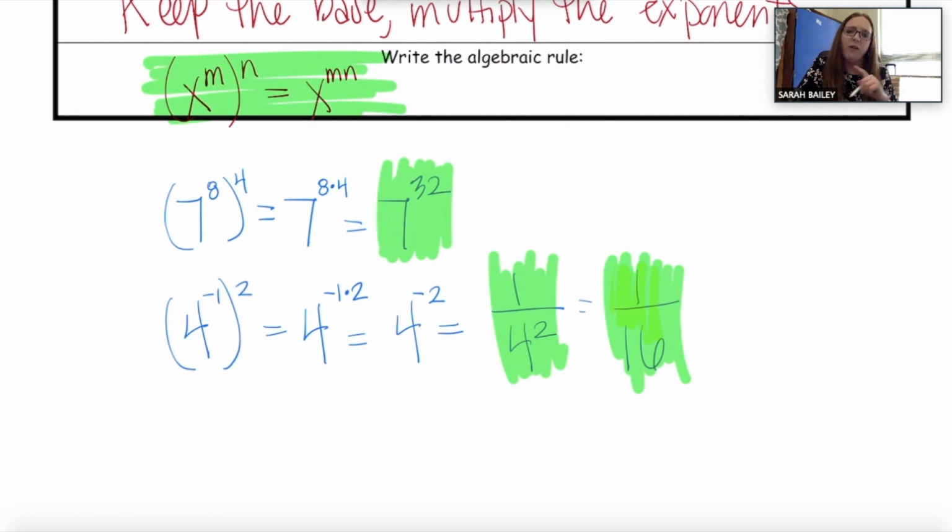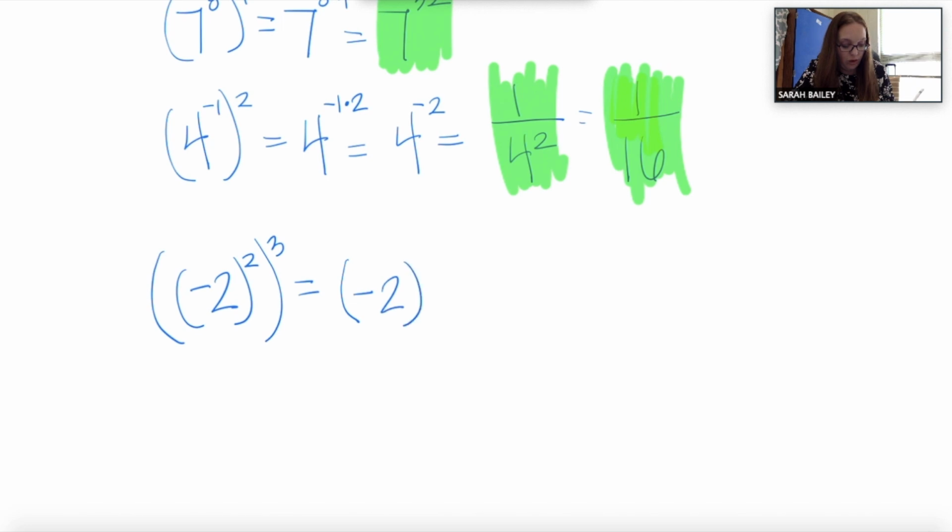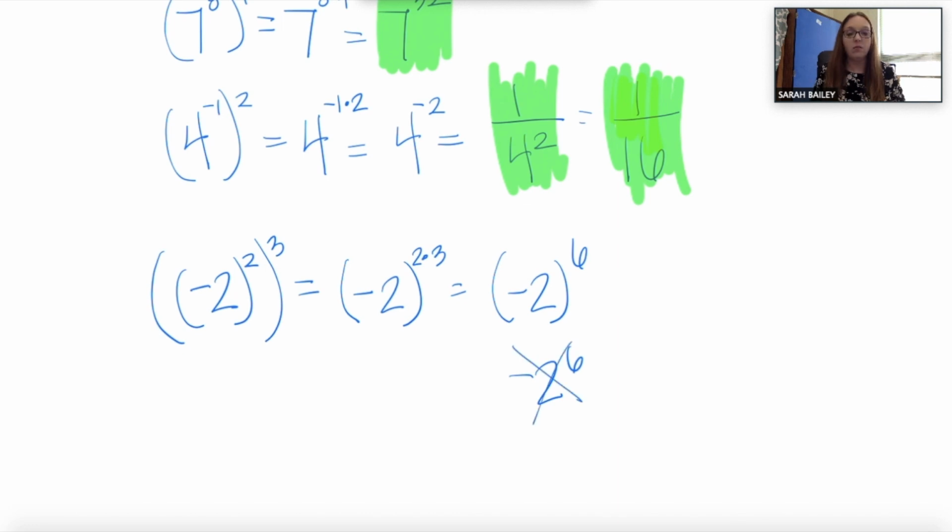I want to do one more where you have a negative base. So let's suppose I have negative 2 as my base, and it's squared and then cubed. Okay, well, I'm going to keep my base of negative 2. And again, I'm going to multiply those exponents. 2 times 3 is 6. So that's negative 2 to the 6th power. If you don't have that negative 2 in parentheses here, then it would be wrong, because the base was in parentheses and it needed to stay in parentheses. So this would be the solution here.